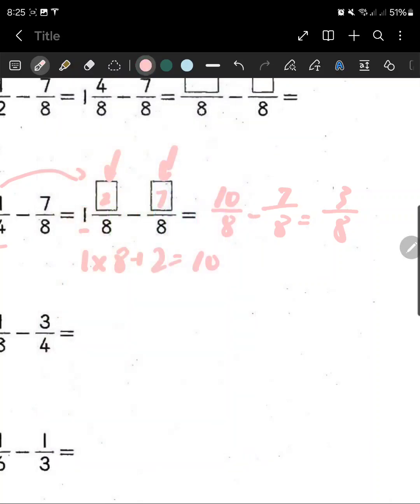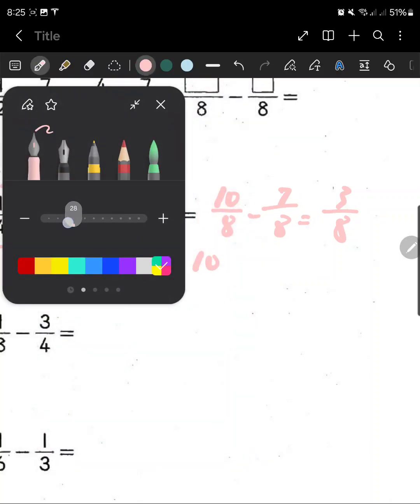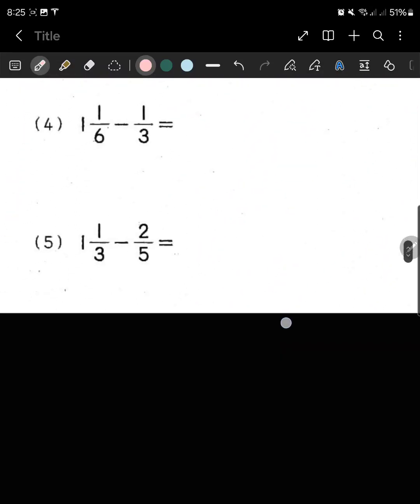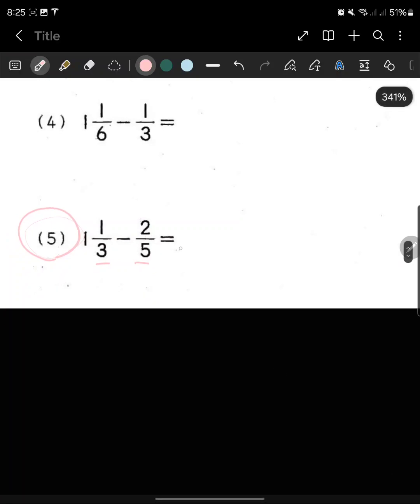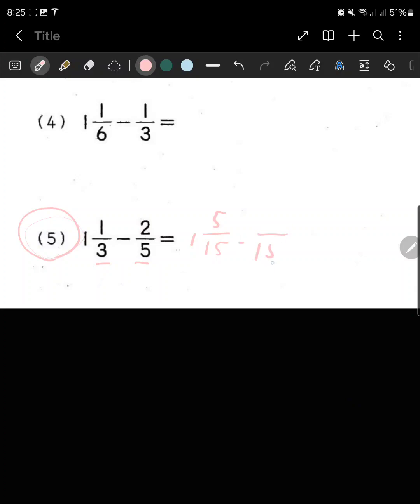Okay, so let's see. We're going to do a little bit more. Let's try question number 5 here. All right, this is too narrow. Let's try 13. Okay, perfect. So 3 and 5, their LCM is going to be 15. So 1 is going to be 15, and this is going to be 5 over here. Subtracting 15 underneath here, and this is going to be 6.